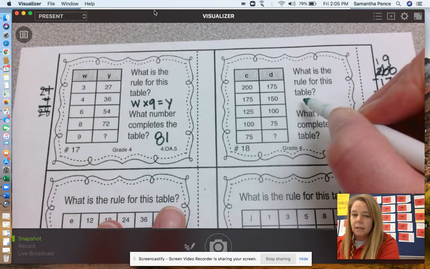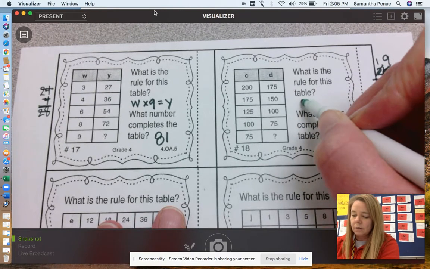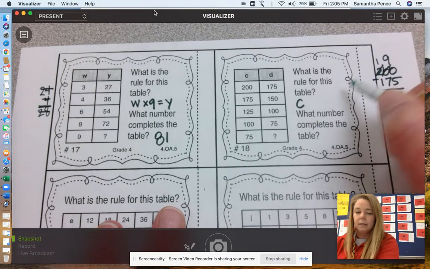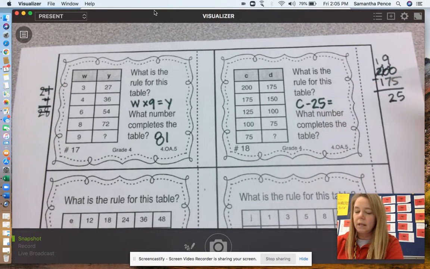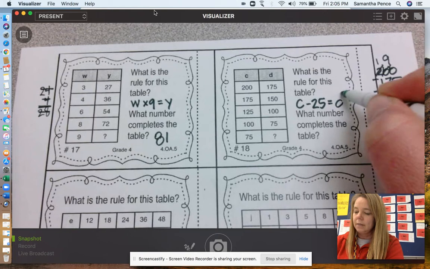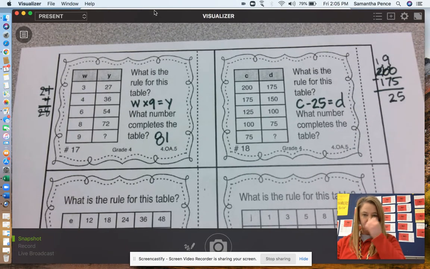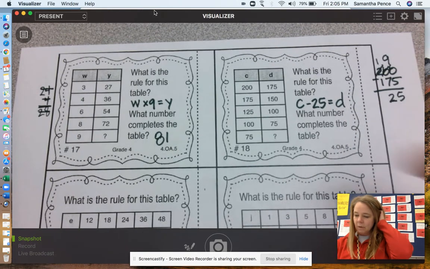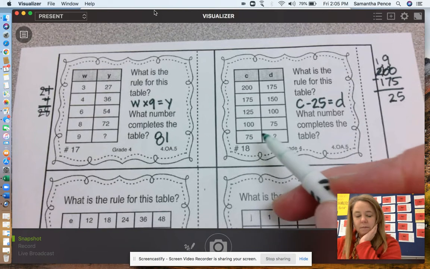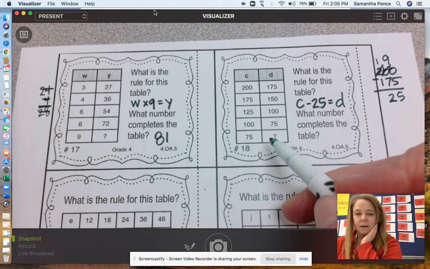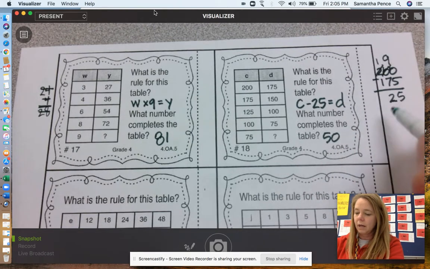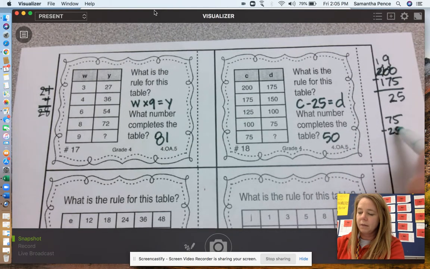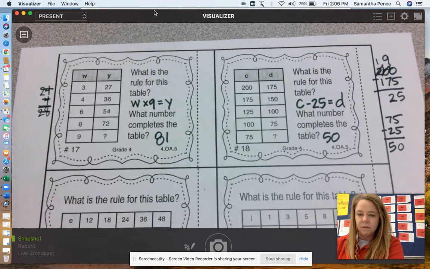So I'm going to write the equation. So C, which is my input, and then what's happening in the machine, and we said that we're subtracting 25, is going to equal D, which is the output. And then it says, what number completes the table? Well, I have 75, and I'm taking 25 away. So 75 minus 25 is going to be 50. Or I could do that math over here. 75 minus 25, I think about it like quarters. It's going to be 50.